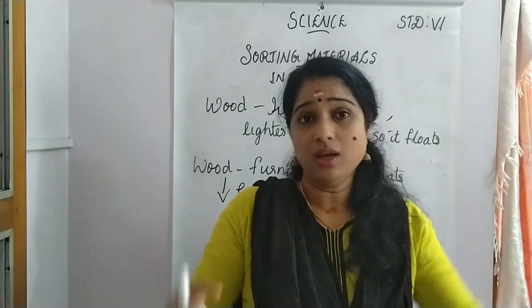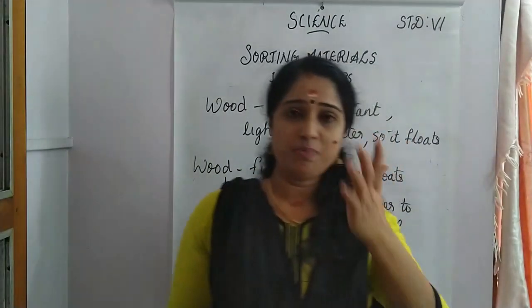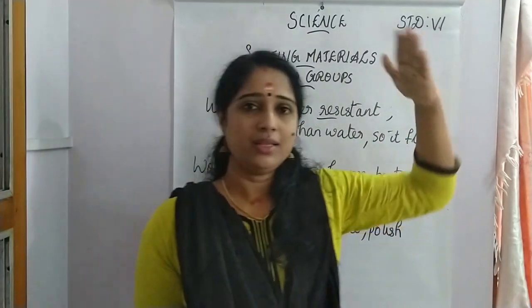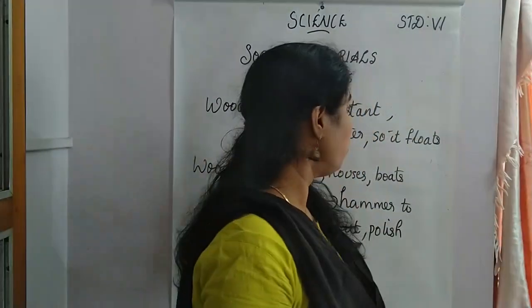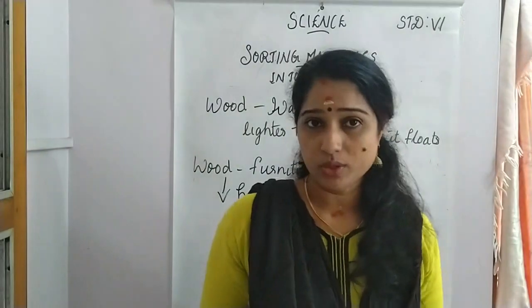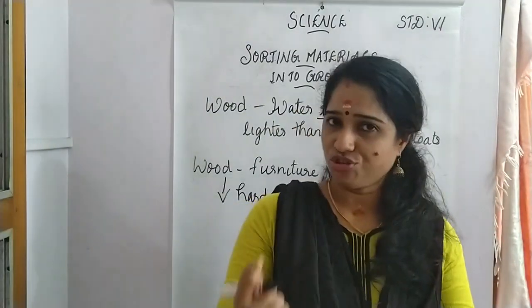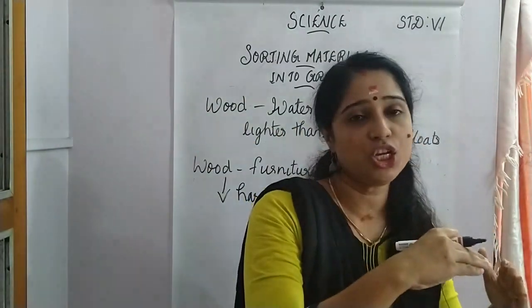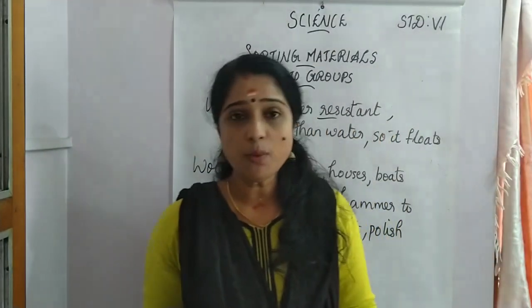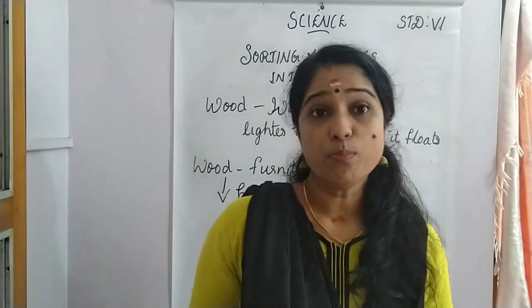If we fall into the water, we will sink into the water. We'll go deep. But in the case of plastic or the wood, they float in the water. It is because of that the boat is made up of wood. So what are the features of wood? Wood is very hard, wood is very strong, but at the same time it is very soft to allow nails to enter into it. And wood is used for making furniture, then houses and boats.